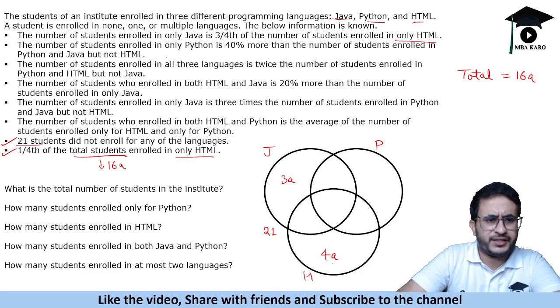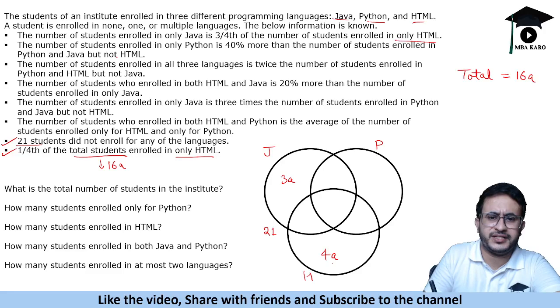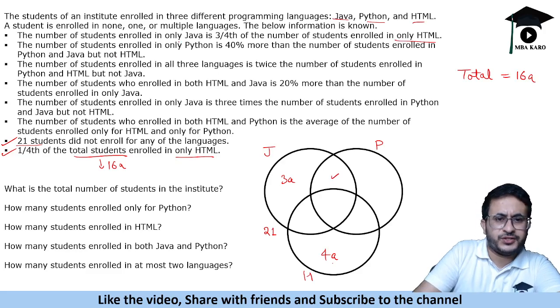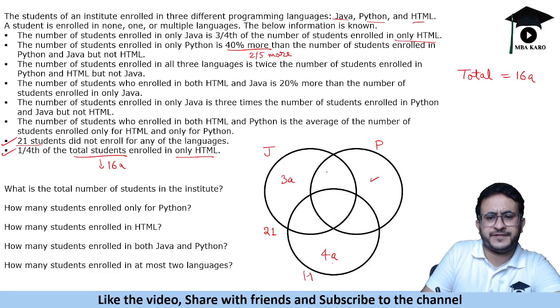So let's look at other information. The number of students enrolled in only Python is 40% more than the number of students enrolled in Python and Java but not HTML. Python and Java, not HTML, and another category is talking about only Python. So it is 40% more. 40% more means 2/5 more. Okay, so that means this category, if you take as 5B, only Python will be 7B. Okay, so another information that we have put in this Venn diagram.